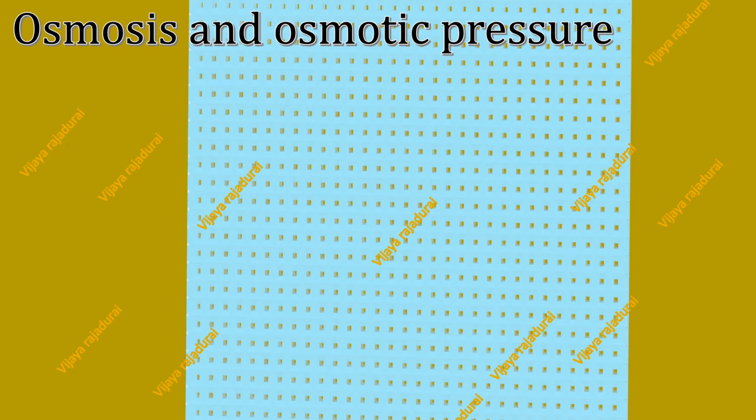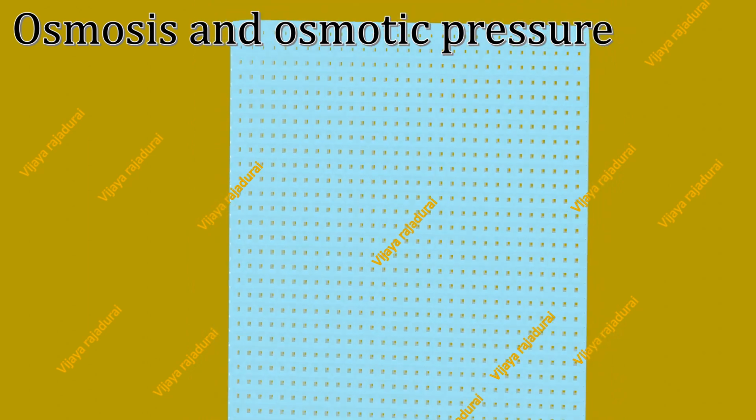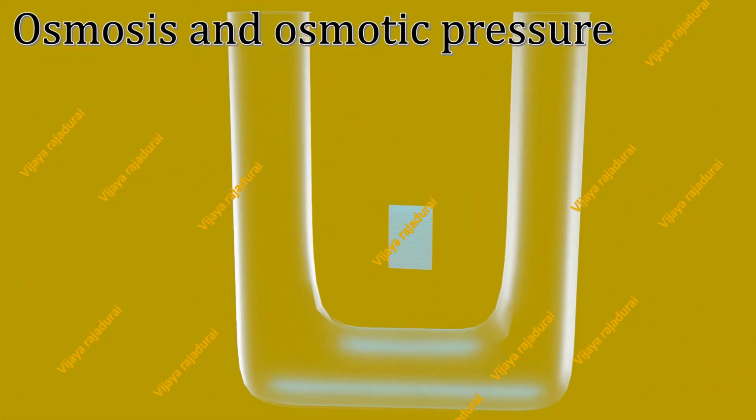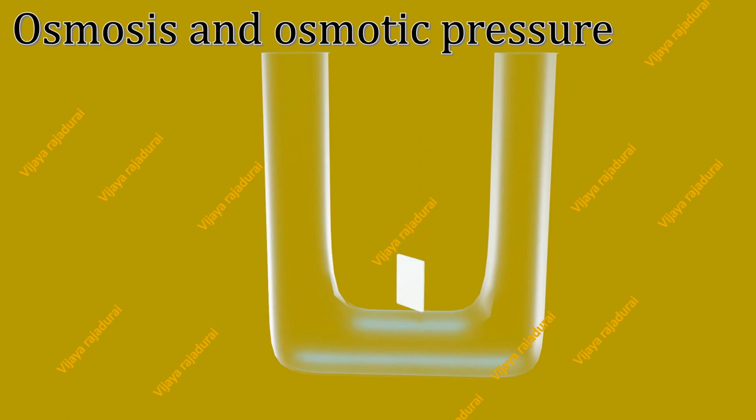This is a semi-permeable membrane having small pores. This semi-permeable membrane allows only solvent molecules, that is water molecules, to pass from one solution to another solution. So it is fixed in the middle of the U-tube chamber, so that the U-tube chamber is divided into two parts called left hand side compartment and right hand side compartment.